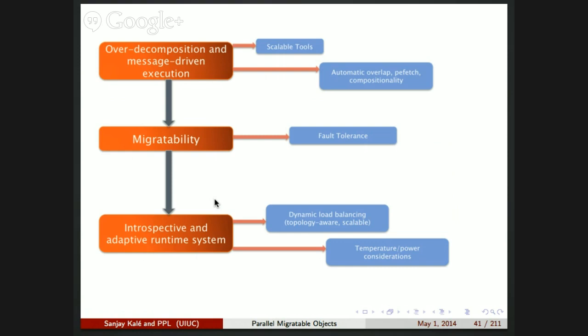And finally, over decomposition with migratability and asynchronous message-driven execution enables an introspective runtime system. So many features, like temperature and power constraints, we can do with an introspective runtime system. Because it can watch and it can migrate chares, it can do many other things like that.